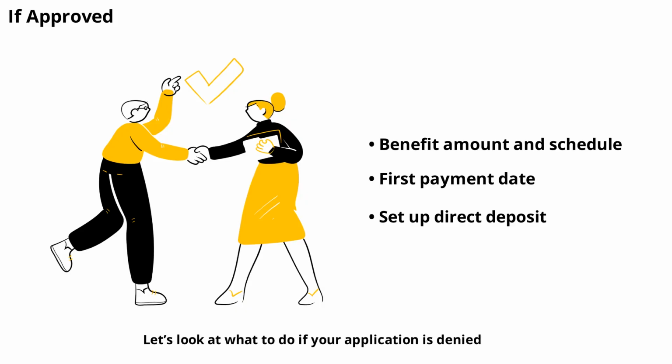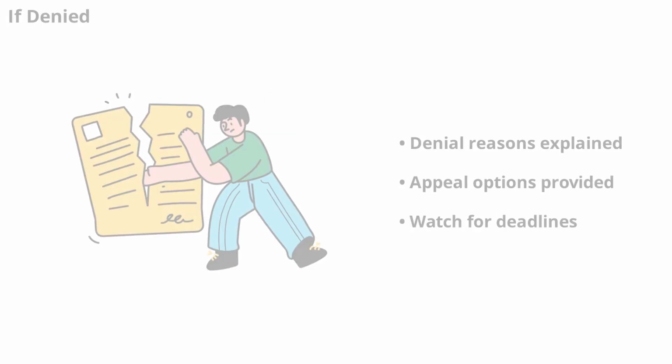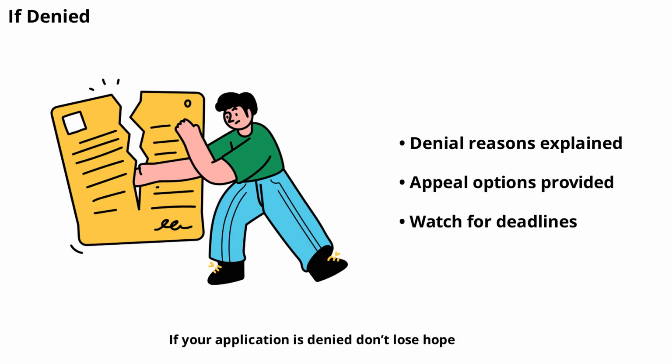Let's look at what to do if your application is denied. If your application is denied, don't lose hope. Your online account will provide details about why your claim was denied and outline your options for appeal. You'll also receive a denial letter in the mail. Carefully review the reasons for denial and consider gathering additional evidence if you plan to appeal. The appeals process is time-sensitive, so pay attention to deadlines.